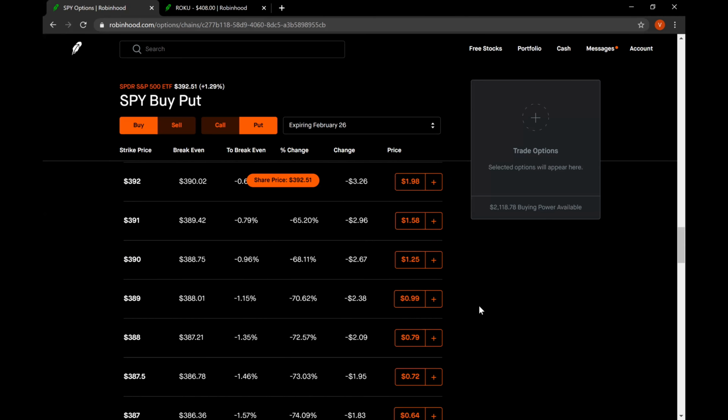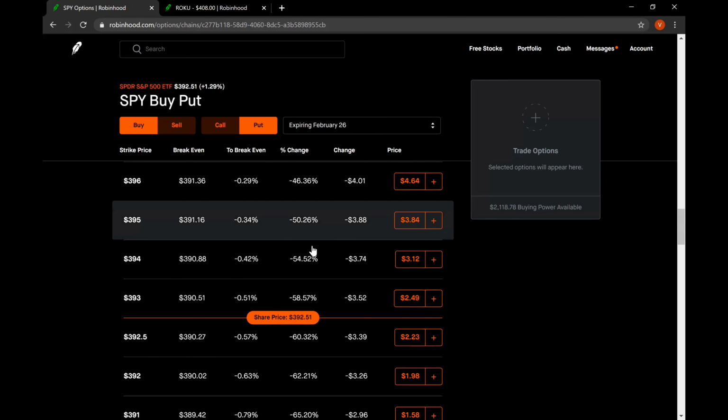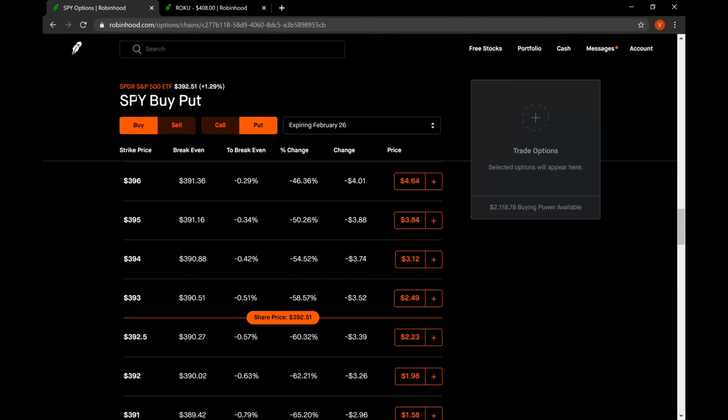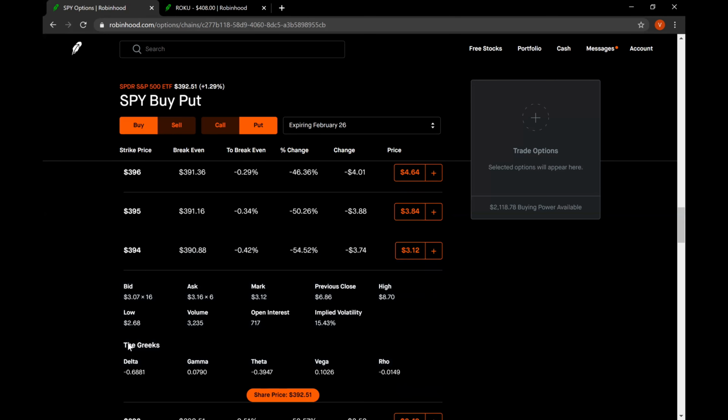So let's say before the expiration date, still looking at February the 26th, which is on Friday, you're very bearish on a stock and you think the share price of SPY will be coming down. And let's say you want to play it very safe and you want to buy an in the money put option for SPY. Let's say you're looking at 394 and we're going to open up the information for it, click on the plus sign and continue.